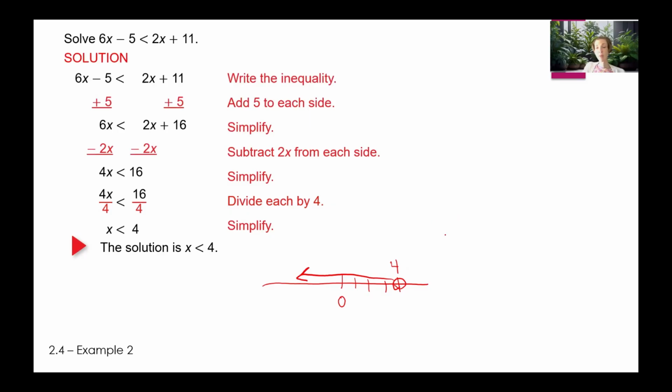And we can test a point. We could do 0 is less than 4. Is that true? It is, right? So then 0 has to be in my shaded area.